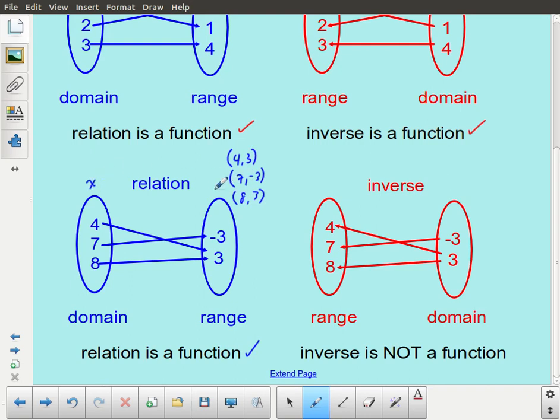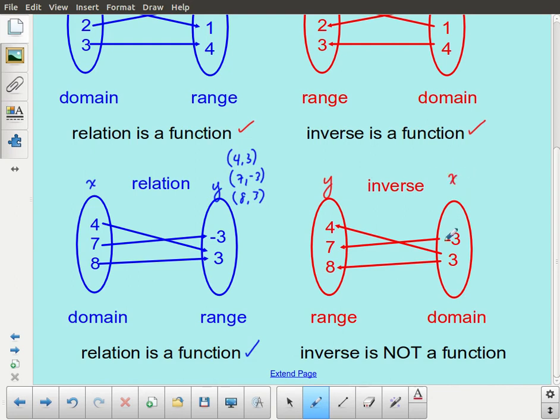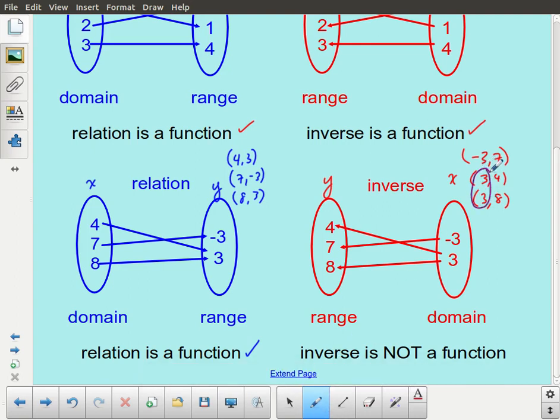So that was when we had x, y. But what happens when I reverse the dependent and independent variables, which in this case means reverse the direction of the arrows? Now I have -3 produces 7, 3 produces 4, but 3 can also produce 8. And you can see here that I have a duplication in the x coordinates. 3 can actually produce 2 values. It can produce a 4, but it can also produce an 8.